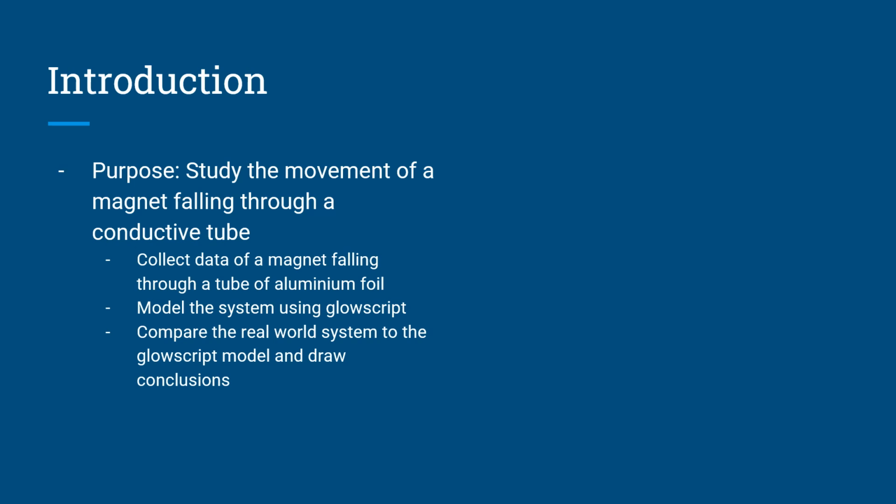So the purpose of this lab is to study the movement of a magnet falling through a conductive tube. We're going to collect data of a magnet falling through a tube of aluminum foil, and then model the system using ClosScript, compare the results from the real-world system to the ClosScript model, and then draw conclusions.